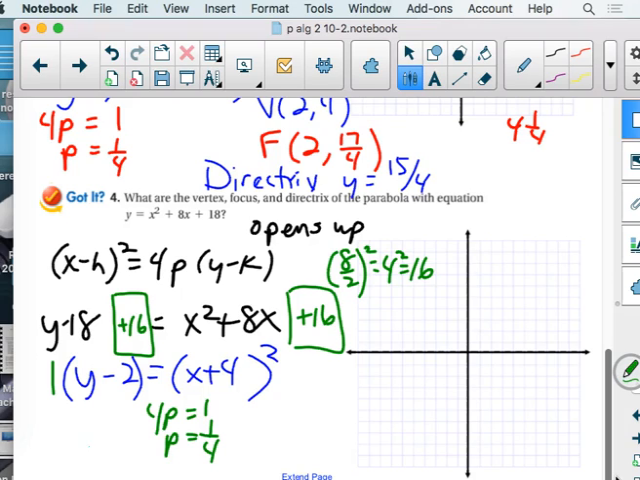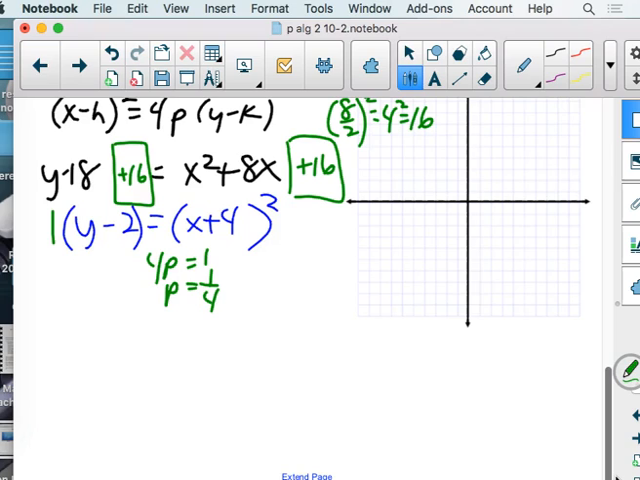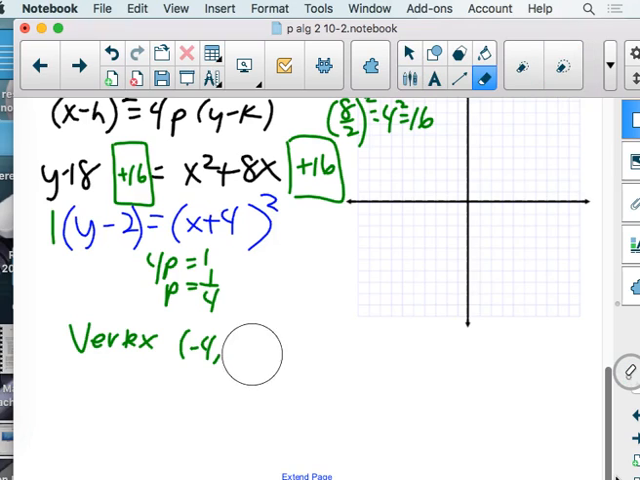We better figure out a vertex before we go anywhere else. Our equation is y minus 2 equals (x plus 4) squared. So where is our vertex at? Negative 4, 2. Yes, be careful. Remember, (h, k), you're always looking for the x coordinate first. All right, negative 4, 2. 1, 2, 3, 4, 1, 2. Vertex.